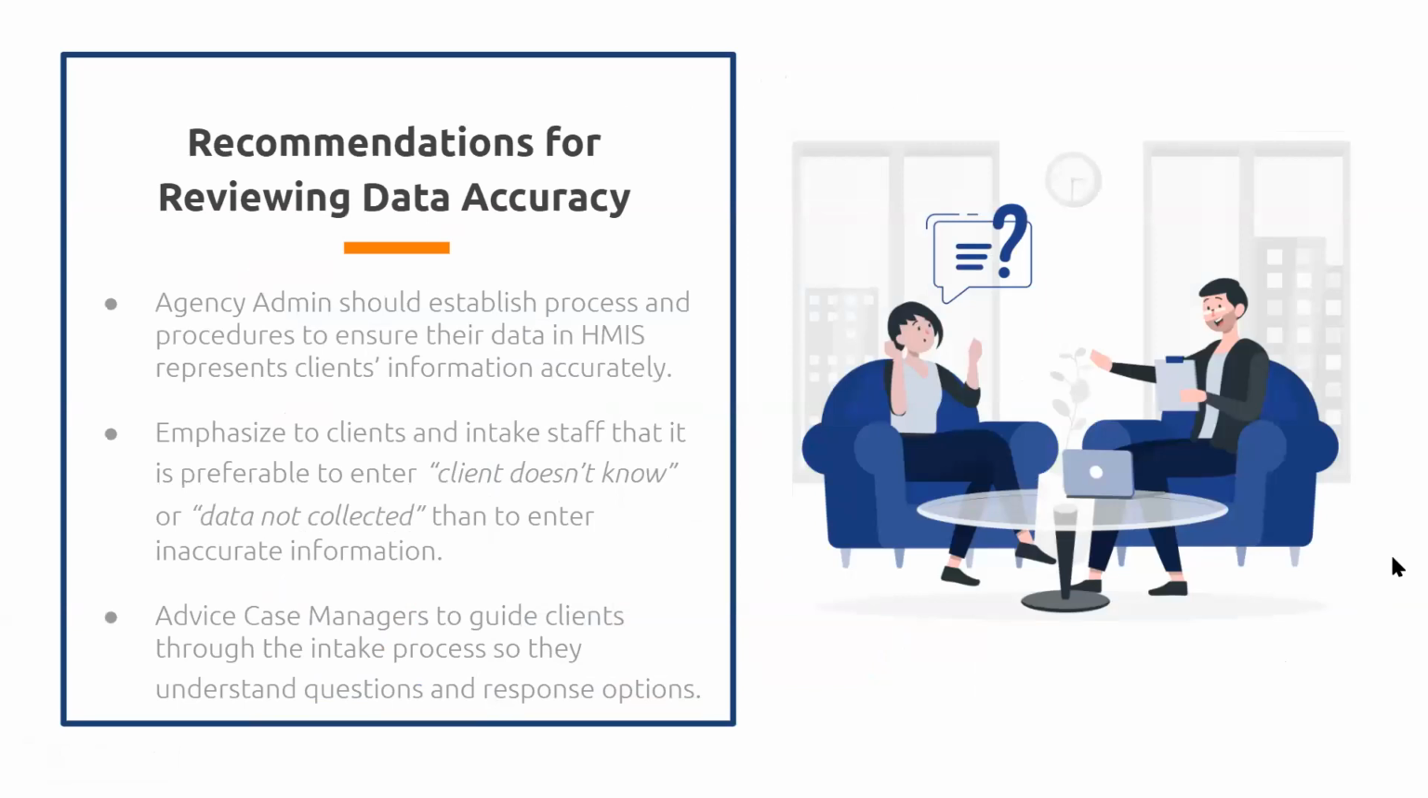There are some recommendations to add to your review to ensure the data accuracy. We recommend as an agency admin, you should establish a process and procedure to review data on at least a monthly basis to ensure the data entered into HMIS represents the client's information accurately. Each agency operates differently, so you would know best what would work for your agency.